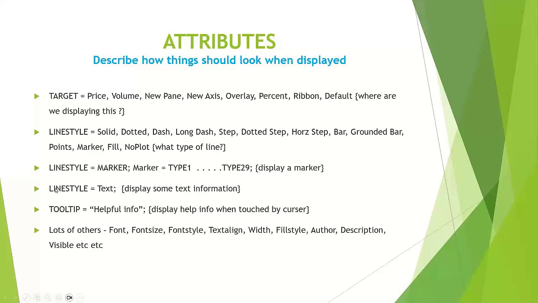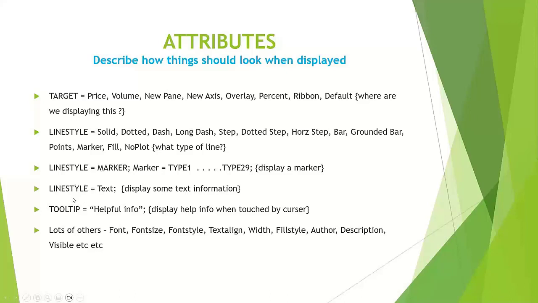The other special line style is text. And that allows you to take a string of text and plunk it somewhere on the chart. And we'll see how to do that. So I think it's a little bit confusing. They use the same nomenclature of line style for all of these. These ones here, I do think of as being lines. Markers, I don't think of as being a line style. Text, I don't either, but no matter. That's the way they've chosen to do it.